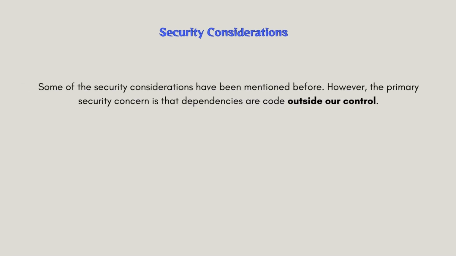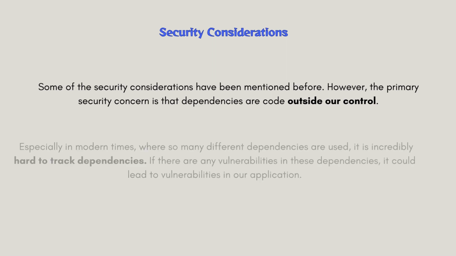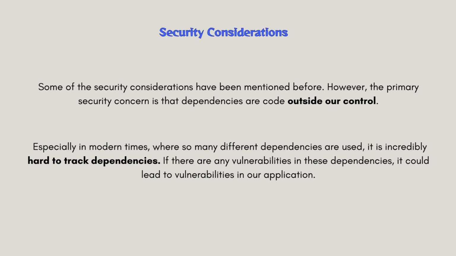Security considerations. Some of the security considerations have been mentioned before. However, the primary security concern is that dependencies are code outside our control. Especially in modern times, where so many different dependencies are used, it is incredibly hard to track dependencies. If there are any vulnerabilities in these dependencies, it could lead to vulnerabilities in our application.